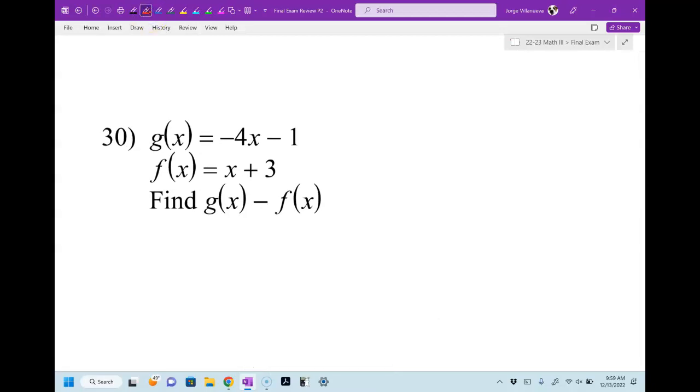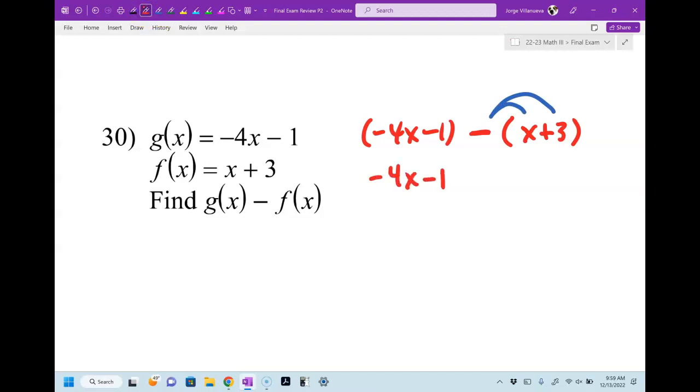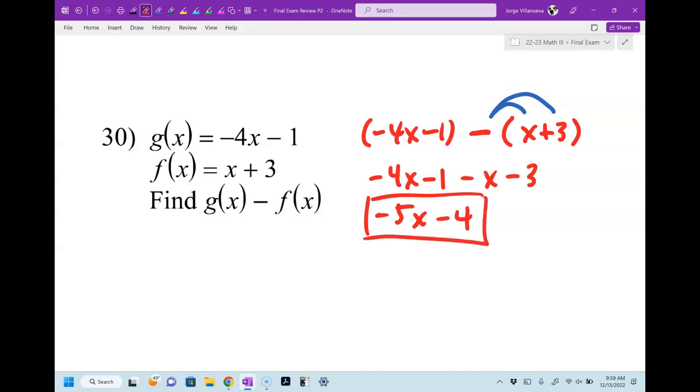So it's -4x minus 1 minus, and then f of x is x plus 3. Notice we're not multiplying these together like we just did the other ones. We will multiply the negative sign in, that's for sure. We're going to multiply that inside. So we're going to get negative 4x minus 1 minus x minus 3. And just combine them. Negative 4x minus x, that's negative 5x. And then negative 1 minus 3 is negative 4. So that would be your answer right there.